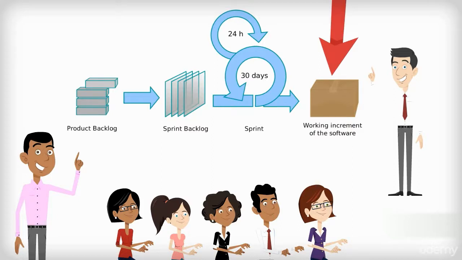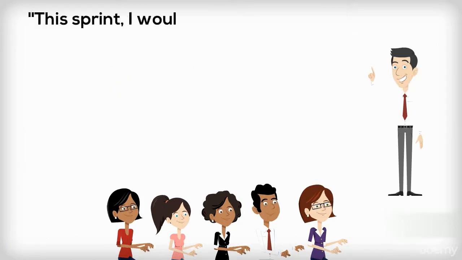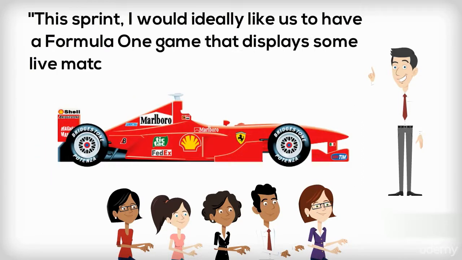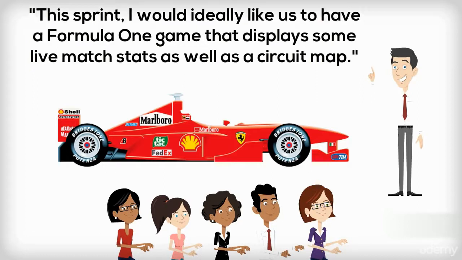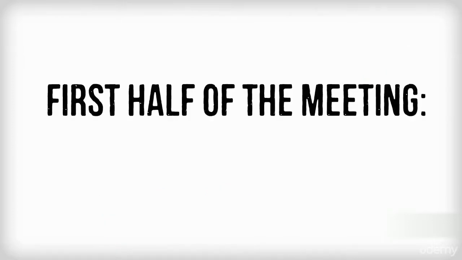For example, the product owner may state, "This sprint, I would ideally like us to have a Formula One game that displays some live match stats as well as a circuit map." This does not specify exactly how many live stats will be available or to what level of detail the circuit map will be developed. It may even be too much for the team, but it gives a clear direction that most teams appreciate. First half of the meeting.